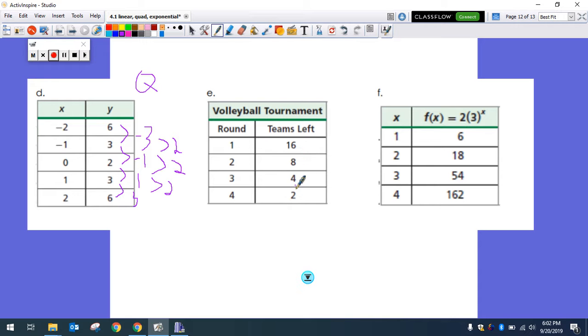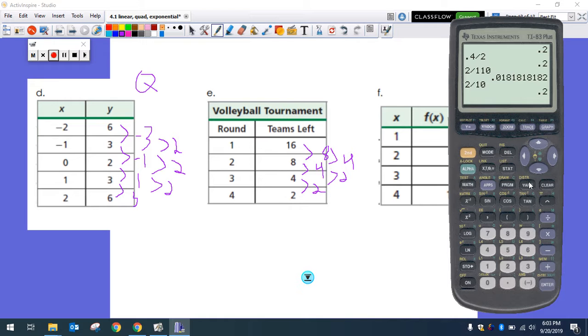Here, 16, 8, 4, and 2. Well, let's try it. 16 to 8, we go down by 8. 8 to 4, we go down by 4. 4 to 2, we go down by 2. It's definitely not linear because those are not the same. Checking the second differences, those are not the same, so it's not quadratic.